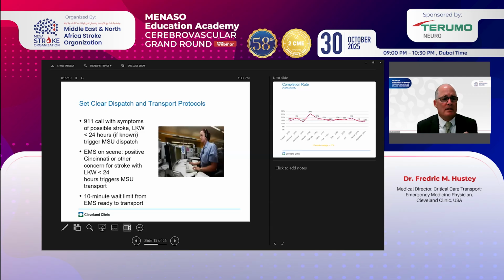We also build in a wait time for EMS because under some circumstances, depending on traffic or what else may have been going on at the time, we may have a delayed response. We did not want them sitting at the scene, ready to transport the patient, for an inordinate amount of time that would be detrimental to the patient. So we developed a protocol where they would wait 10 minutes after they were ready to transport, and if we still hadn't been able to arrive at that point, they would take the patient to the closest, most appropriate facility.